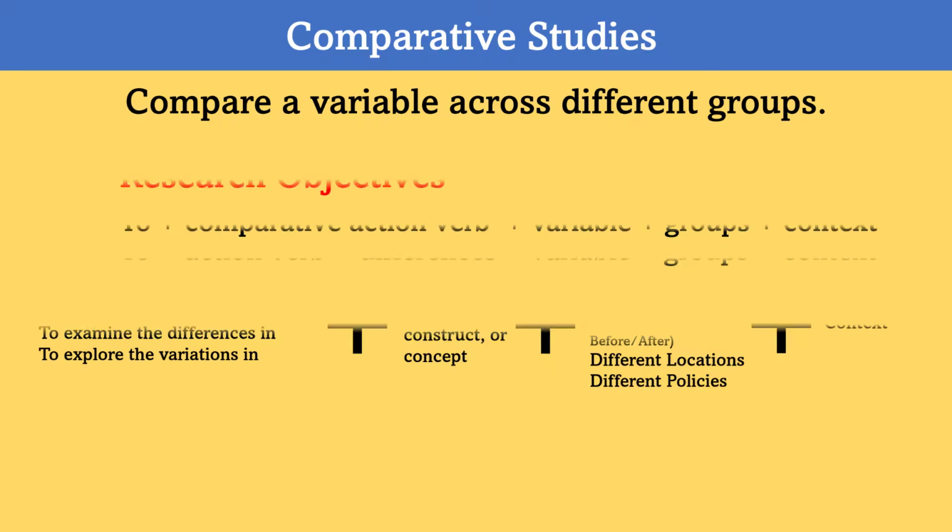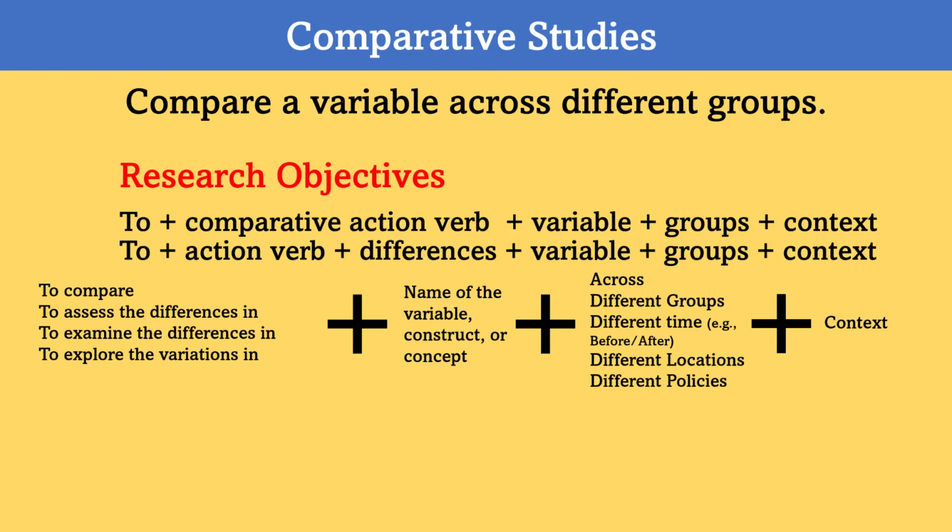The standard format of research objectives for comparative studies is to compare a variable across some groups, of course in specific context. Or you can state your research objective as to assess, to examine, to investigate, or any other action where the differences in a variable across different groups like men and women, different ethnic groups, different education levels, different time, different countries, and so on, in a specific context.